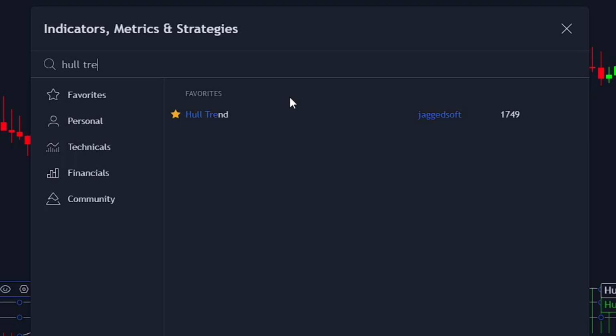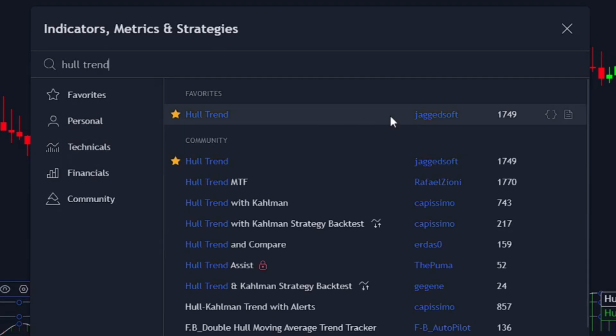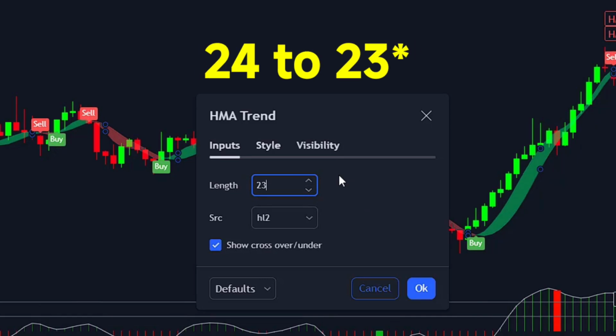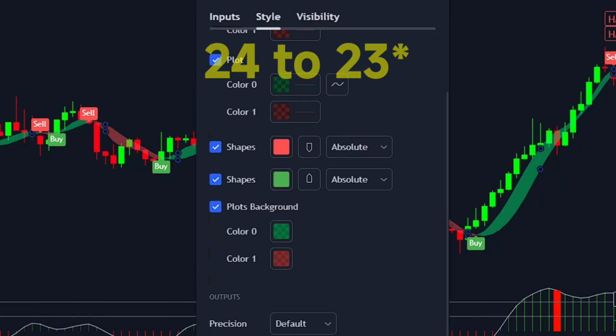Next, search for the Hull Trend in the TradingView search box. Click on the Hull Trend by JaggedSoft and change the length from 23 to 24. Now, our setup is ready.